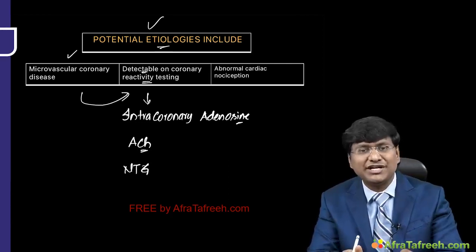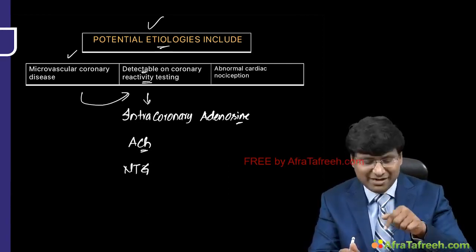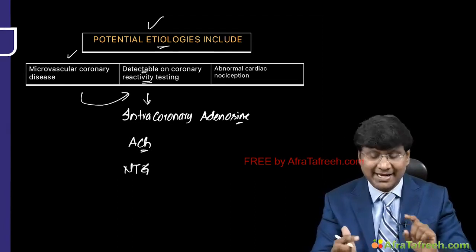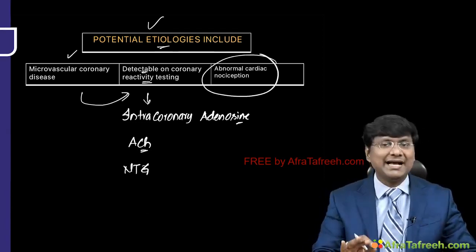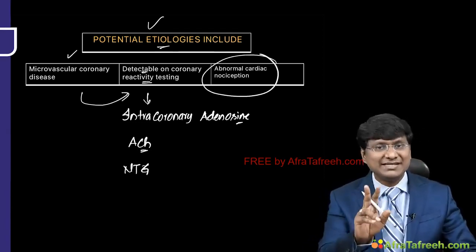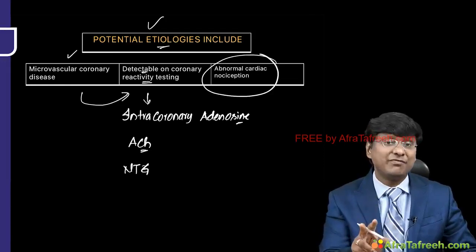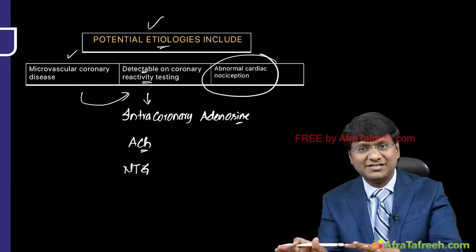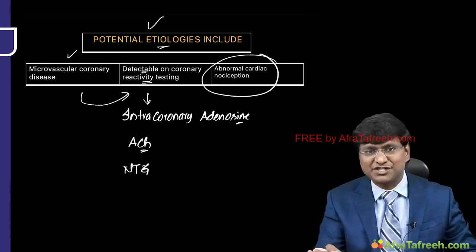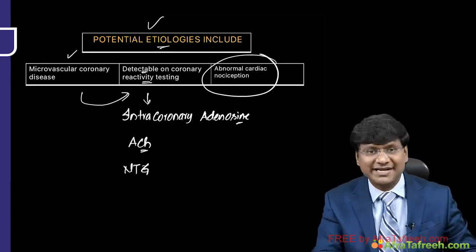Okay. So potential etiologies include, number one, microvascular coronary disease and abnormal cardiac nociception. So these are the two things responsible for no flow limitation, but there is ischemic type of chest pain. Now, how do you treat that?